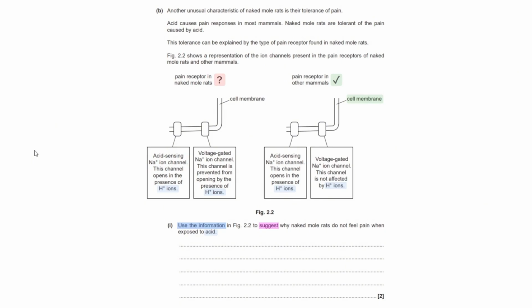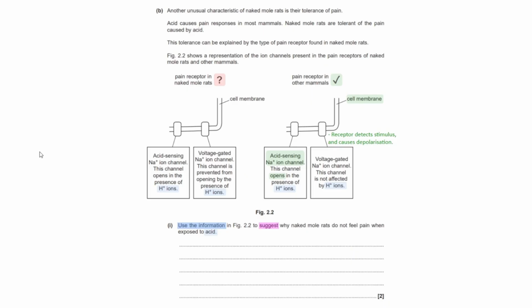We have the cell membrane here of a pain receptor in a mammal. It says that the first channel on the left is an acid-sensing sodium ion channel. This channel opens in the presence of hydrogen ions. So if they are opening in the presence of hydrogen ions, then that means they'll allow sodium ions in to the receptor, which will cause depolarization, which is the first step required to initiate an action potential.